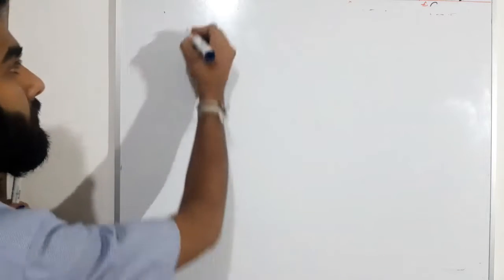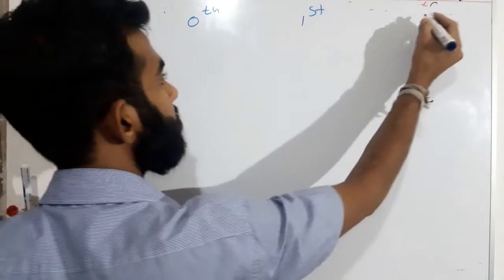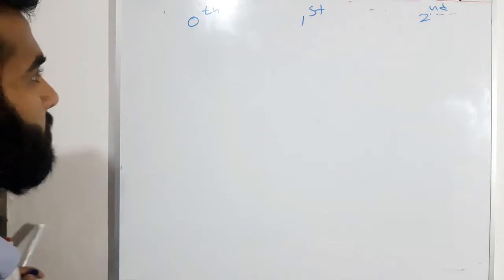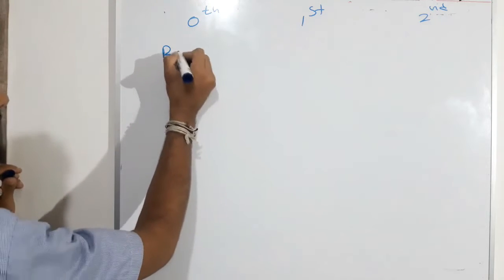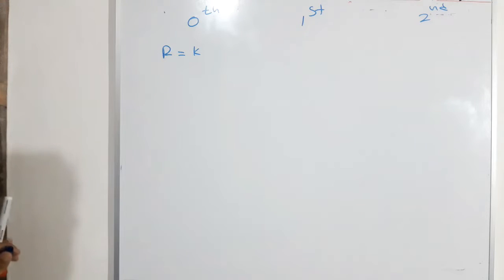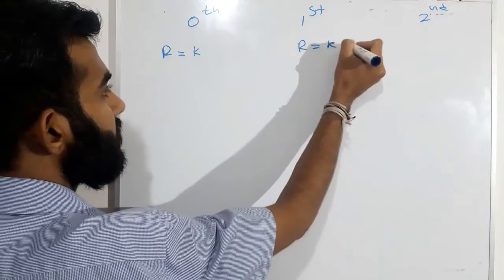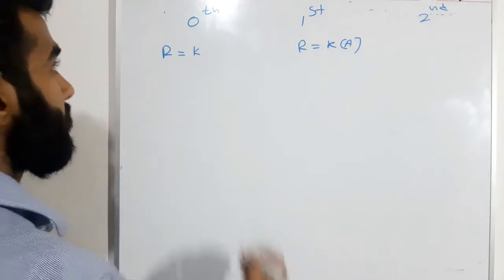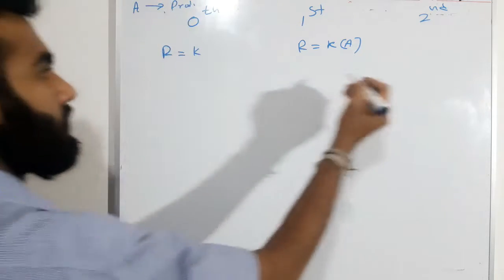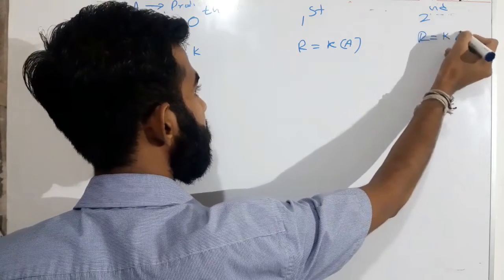Let's move on to the summary. Here zeroth order, here first order, here second order. In zeroth order reactions, the rate is equal to k. In first order, it is R equals k[A], if the reaction is A forms products. With respect to second order, R equals k[A] squared.